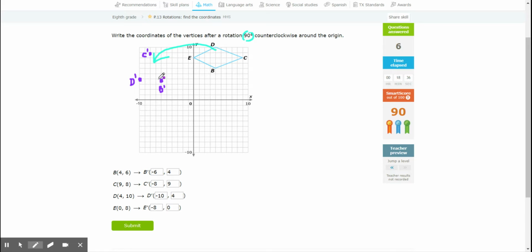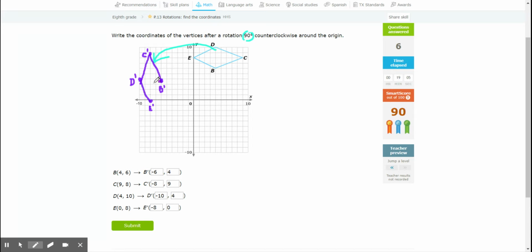And you'll notice that D and B are across from each other. D and B were across from each other this way. So that makes sense. And I'm looking at -8. So that's -10, -9, -8, 0. And that's going to be E prime. And if I look from C to E, they are across from each other, and they're 1, 2, 3, 4, 5, 6, 7, 8, 9 across. And these are 9 across in this direction.